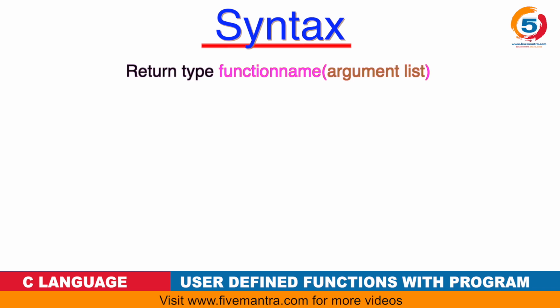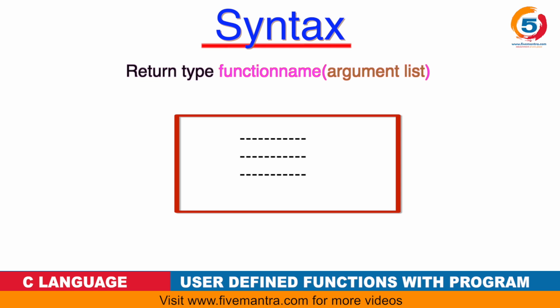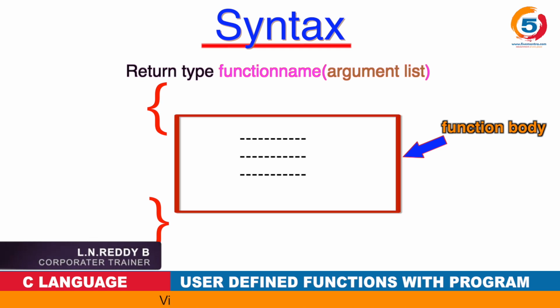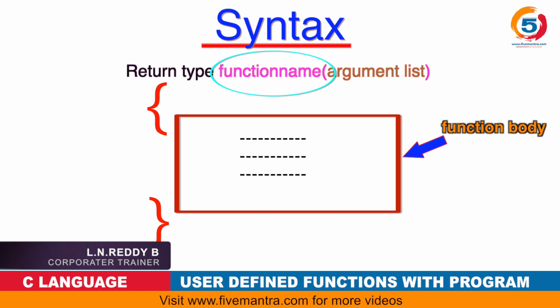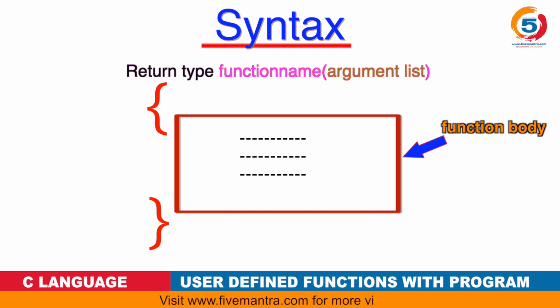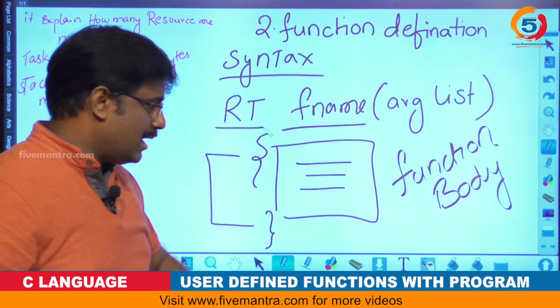Return type, function name, argument list. This is the code block, and this code block must be enclosed with open and closed curly brackets. If you don't have this, your function body will not be defined, and this we call a function body. This is the function name, this is the return type and argument list. With an example we'll get a clear idea of how to do this.